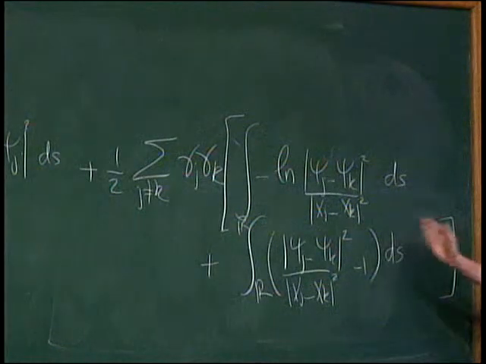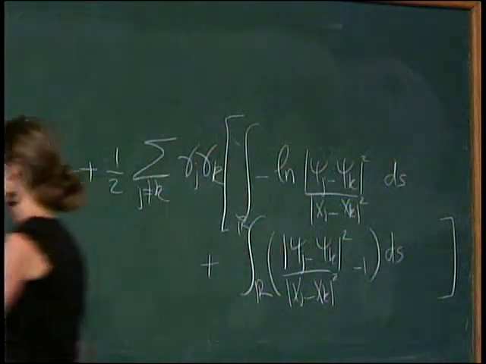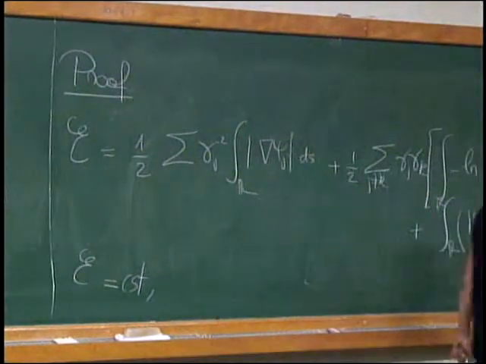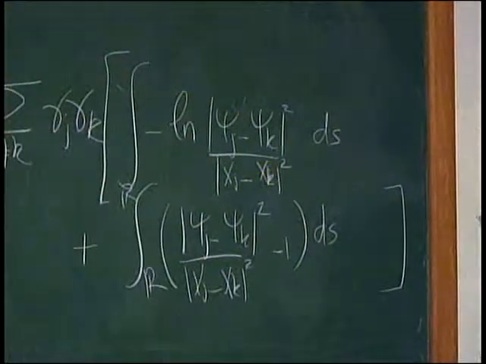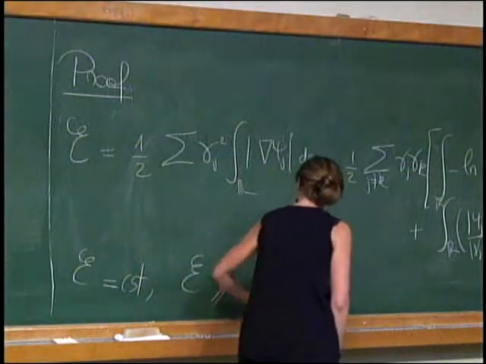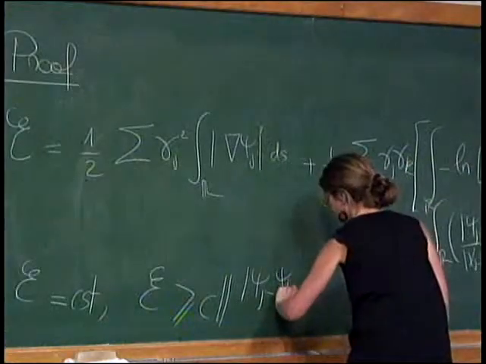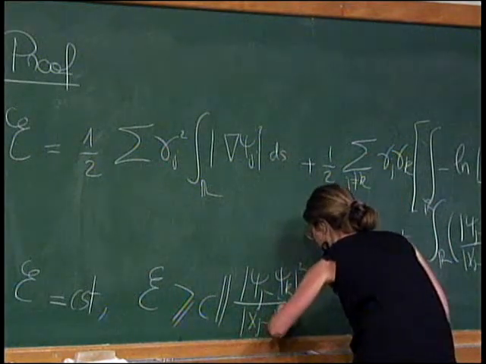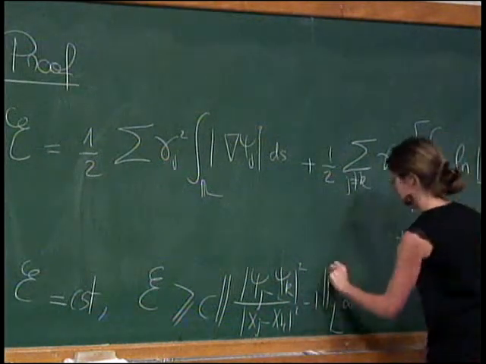So by doing this, I don't change the fact that the quantity is conserved. Okay, and moreover, I get something coercive for the distances between the filaments, in the sense that the energy controls the L infinity norm of (psi j minus psi k) squared divided by (xj minus xk) squared, minus 1, in L infinity of R squared.